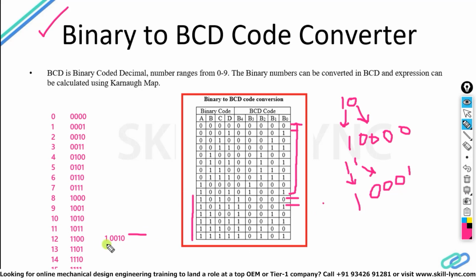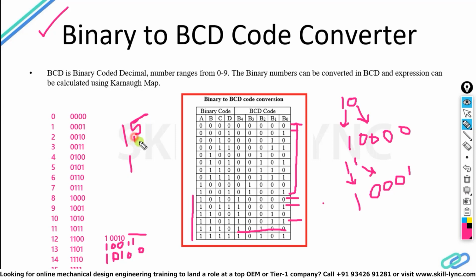For 13, 1 as such, and 3 can be written in 8, 4, 2, 1 as 0011, so it is 10011. This is the correct thing. For 14, it is 1 as such, and now 4, because we have to show the 4, in 8, 4, 2, 1 it is 0100. So it is 10100. Last is 15. If I say 15, it is 1 as such.